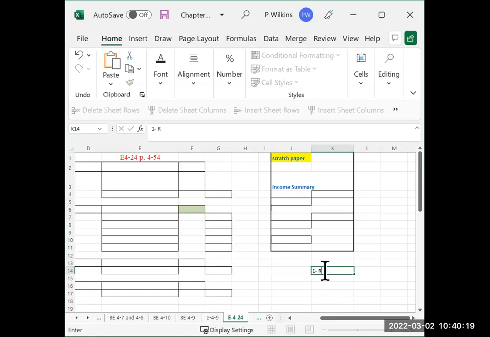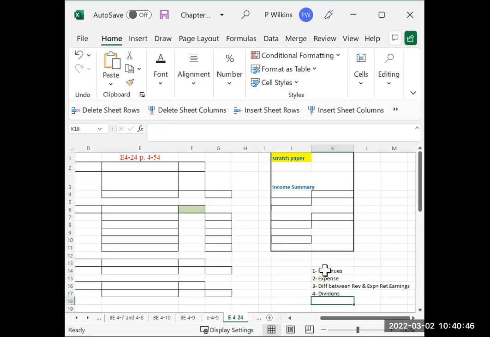So number one is the revenues that you close out, right? Number two are the expenses that you close out, right? Number three is the difference between the revenue and the expenses, which is the retained earnings. That's the entry. And then number four is the dividends. Okay, dividends. All right, so let's do it in order.